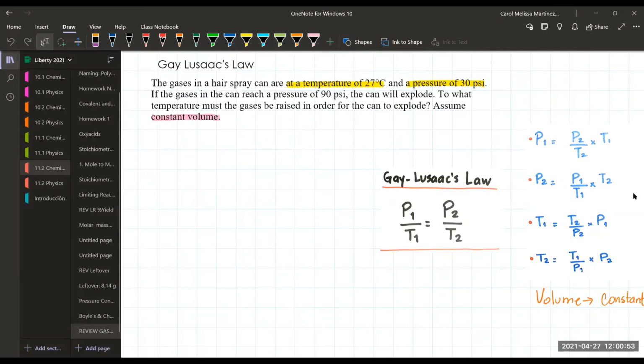Assume constant volume. So they are giving us an initial temperature of 27, an initial pressure of 30, and a final pressure of 90 psi, because I want the can to explode. So I need to reach the pressure of 90 psi. I write down the givens. I have an initial temperature of 27 degrees Celsius. I convert it to kelvins by adding 273.